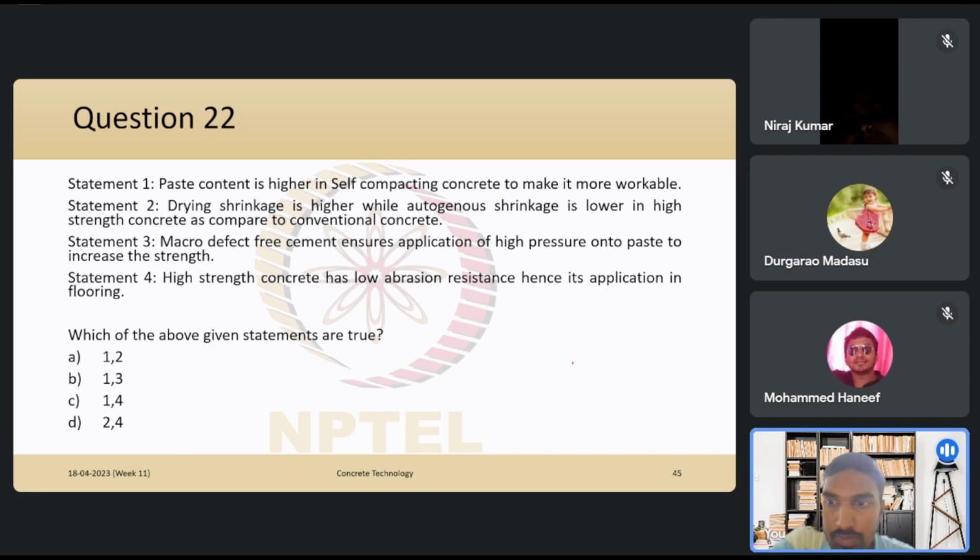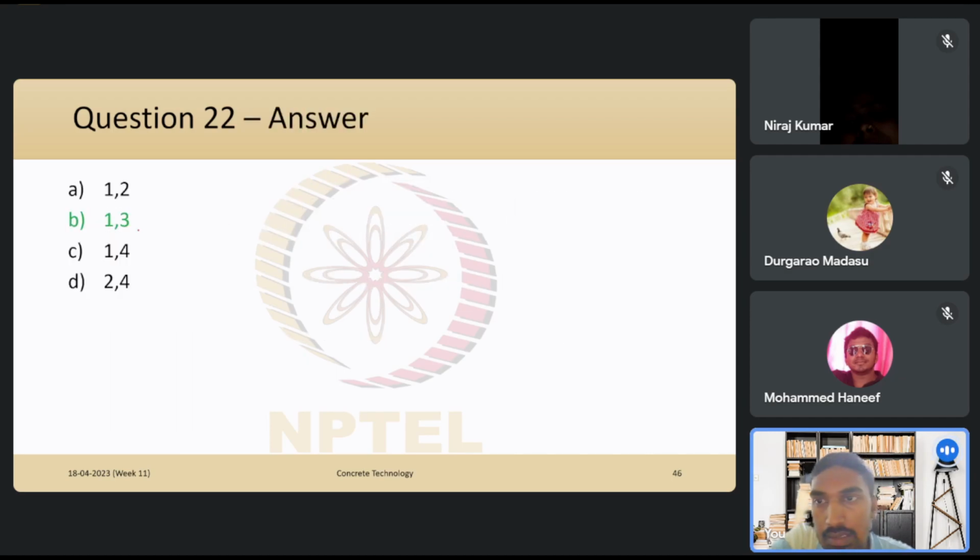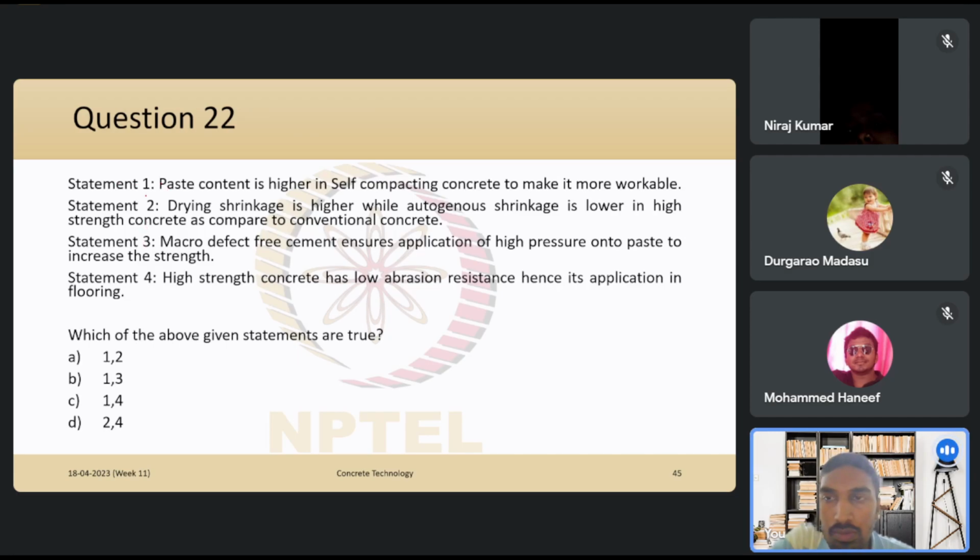Okay, let's take a look at the answer. The right option is option B, statements 1 and 3. So only 1 and 3 are true, 2 and 4 are incorrect. Statement 1 says that the paste content is higher in self-compacting concrete to make it more workable. So this is true. We discussed this: self-compacting concrete needs to be more flowable, so we eliminate the need for external compaction. Therefore it has to be more workable, but for that we need a higher paste content. Aggregates are not as flowable as paste, so when you want more workability, you'll have to have a higher paste content, and therefore more flowability. So statement 1 is true.